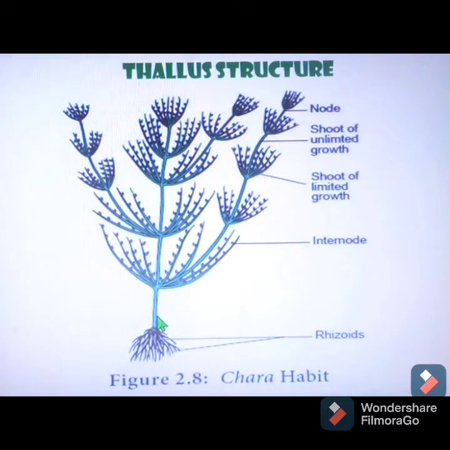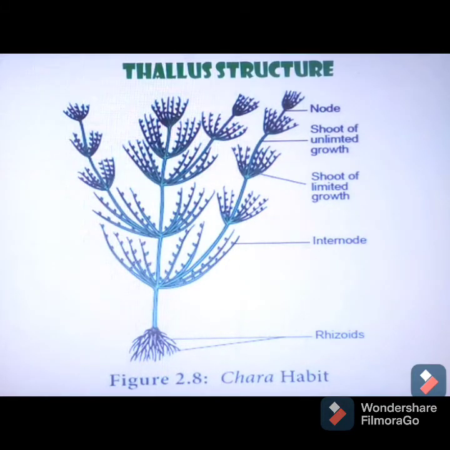Now coming to the main axis. The main axis is epigeal, that is, it is growing on the ground or close to the ground. That is the meaning of epigeal. The main axis is epigeal, long, and branched, with many branches. You can see this is one branch, this is another branch, and another, from the main axis. That is why it very much resembles a plant.